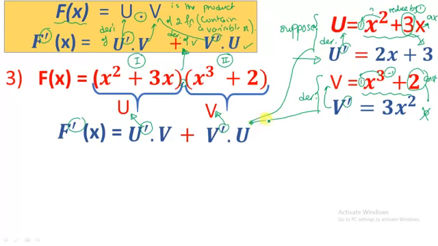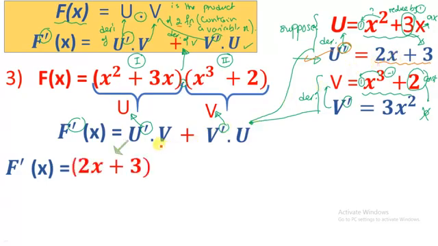Let's continue. Now f prime of x is equal, first u prime. Where is u prime? Yes, it is here. u prime is equal to 2x plus 3. Good. So we will substitute u prime by 2x plus 3, multiplied by v. Where is v? Here is v. v is equal to x cubed plus 2. And we will substitute v by x cubed plus 2.